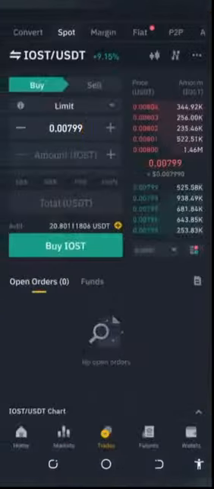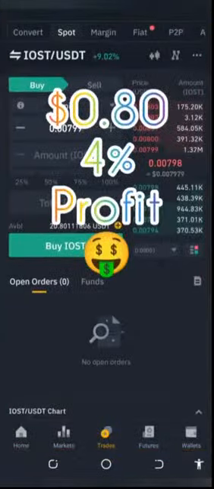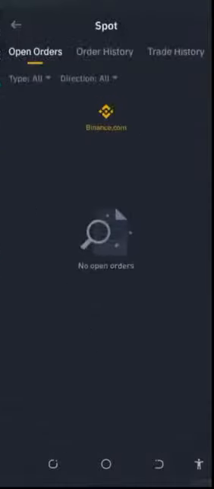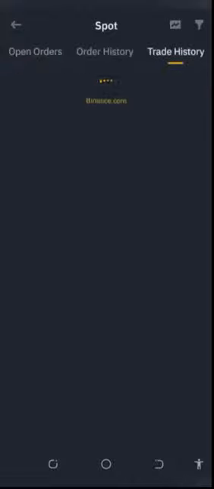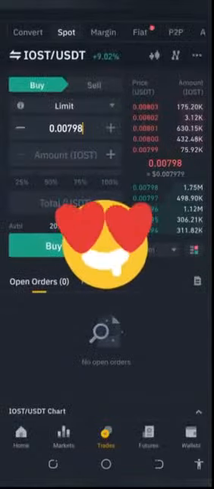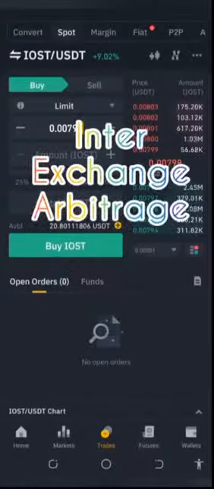Something actually happened. Wow, but that actually favored us, really, because now we've been able to make 80 cents over our $20. Oh my gosh, this is beautiful. Let's go and check what happened here. Okay, so we actually sold this to USDT. We sold the 2606 and we got 20.82. Oh my God, this is beautiful. I love this. Now, this is actually an inter-exchange arbitrage, right?